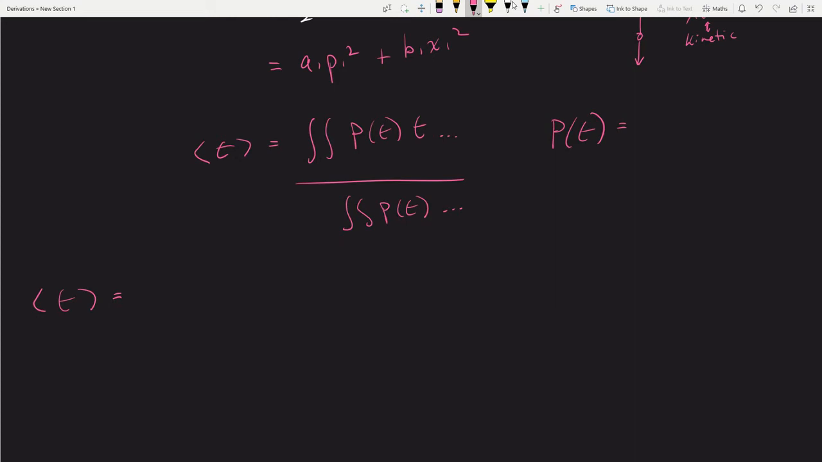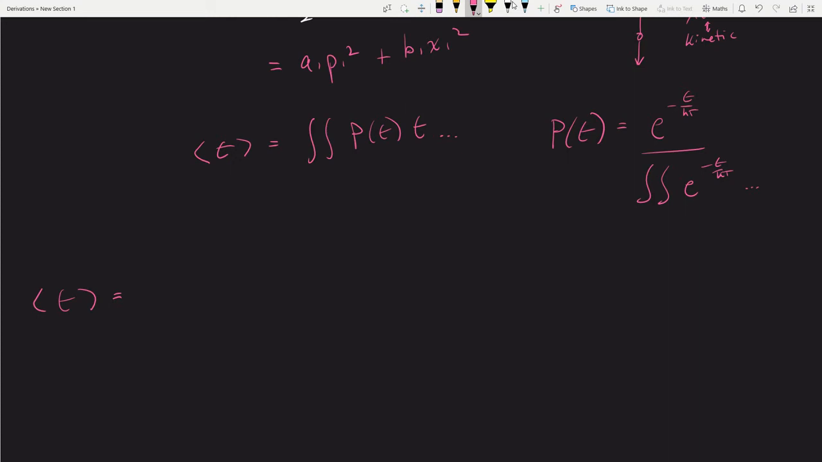Sorry, I wrote this out incorrectly. It's just this, right? But P itself is going to be equal to e to the negative epsilon over kT, over the integral of e to the negative epsilon over kT with respect to your integration variables. Okay, so sort of back on track here.